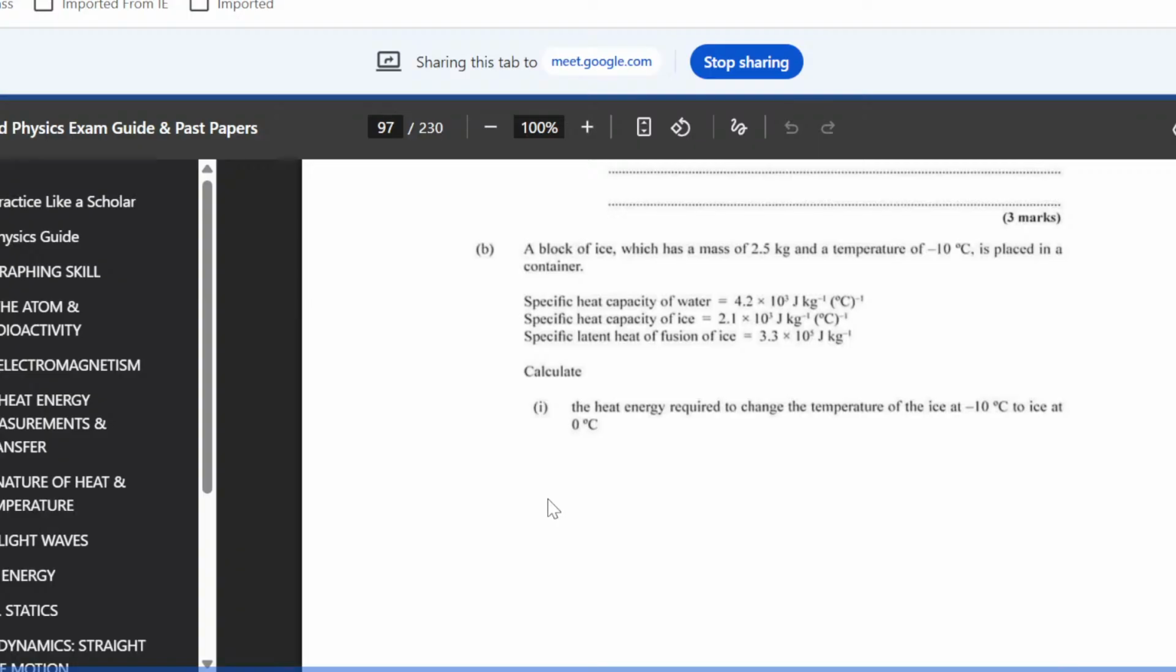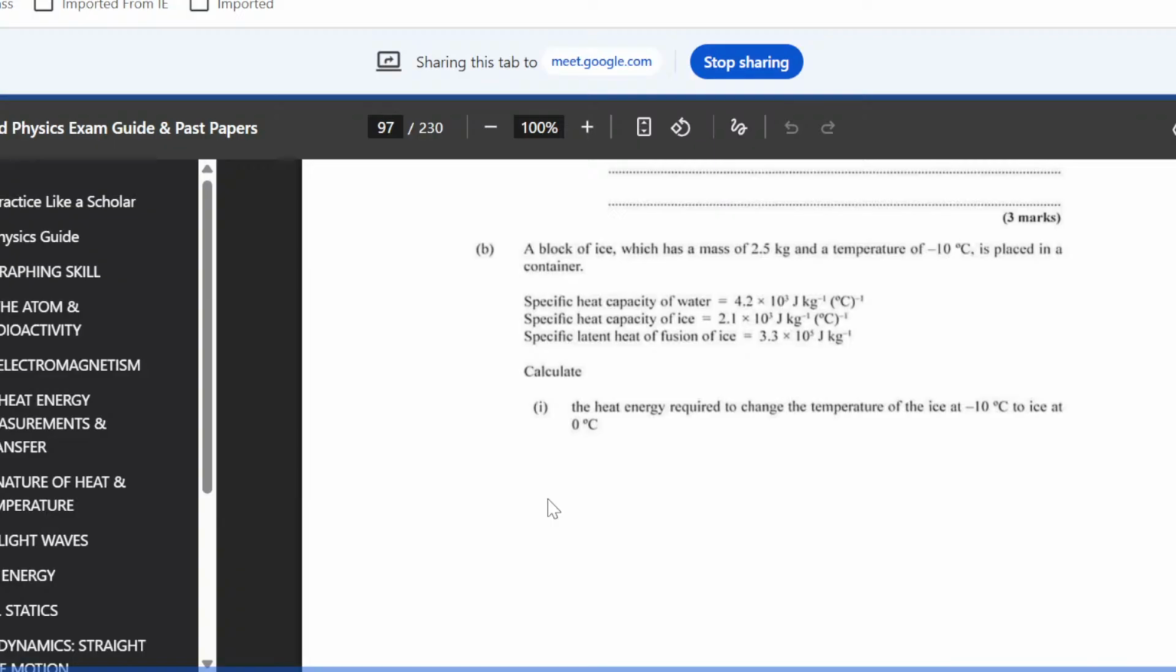Alright, so let's see how quickly we can do this. A block of ice has a mass of 2.5 kilograms and a temperature of minus 10 degrees Celsius. It is placed in a container.